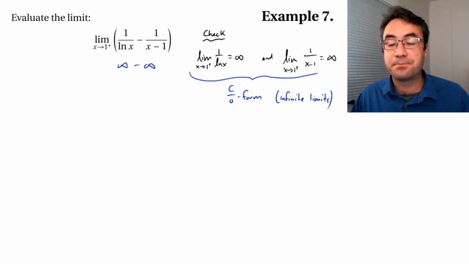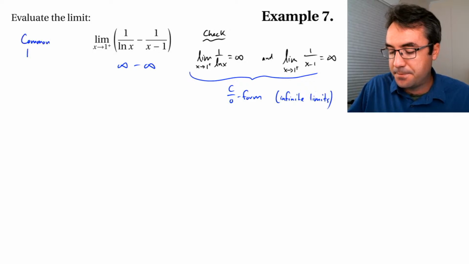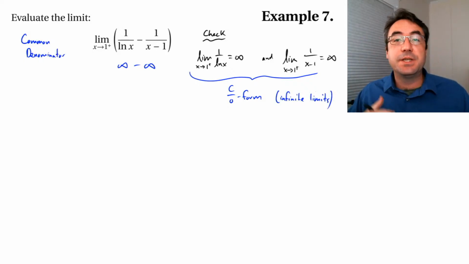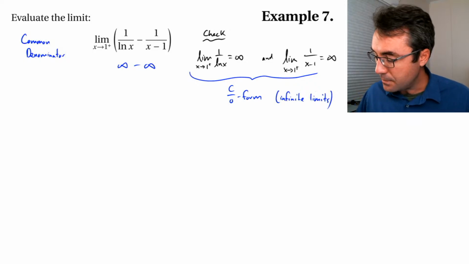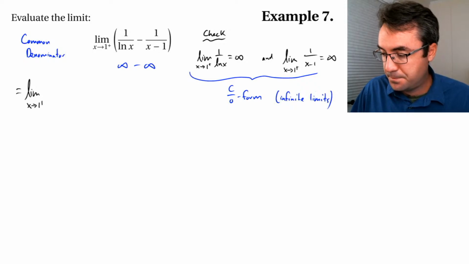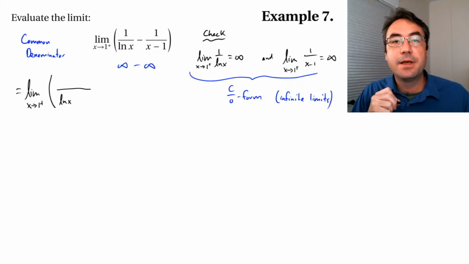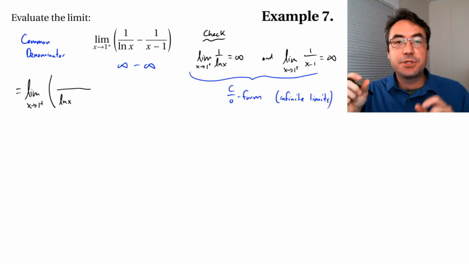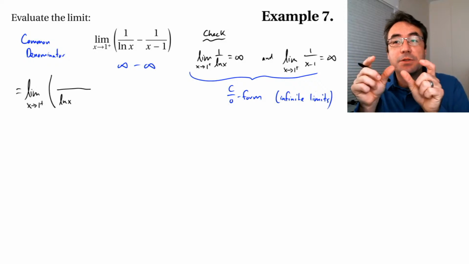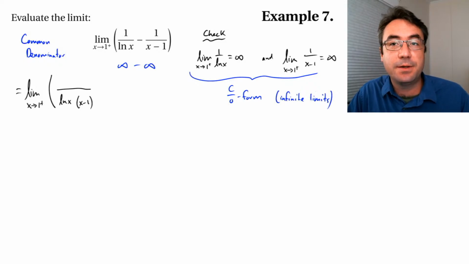So it's indeterminate. And so what we're going to do is we're going to get a common denominator so that we can combine those fractions into one quotient. So let's see what this looks like. So let's write our first fraction. It had natural log x in the denominator. Now the quickest way to get a common denominator is just to take the two denominators that you have and multiply them together. So we'll take the natural log x and we'll multiply it with x minus 1.